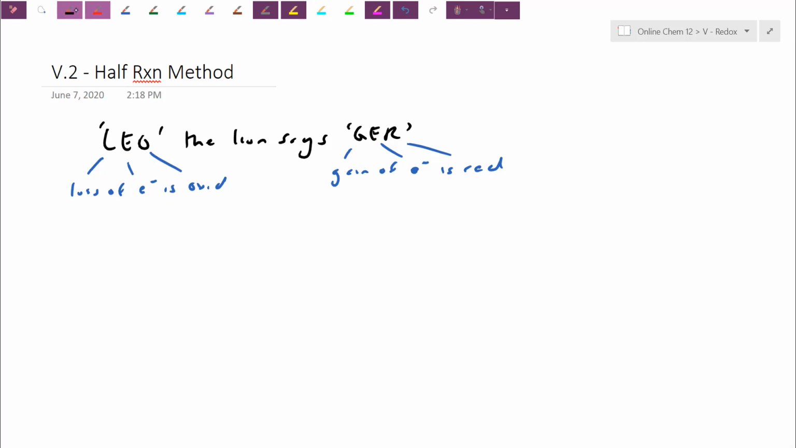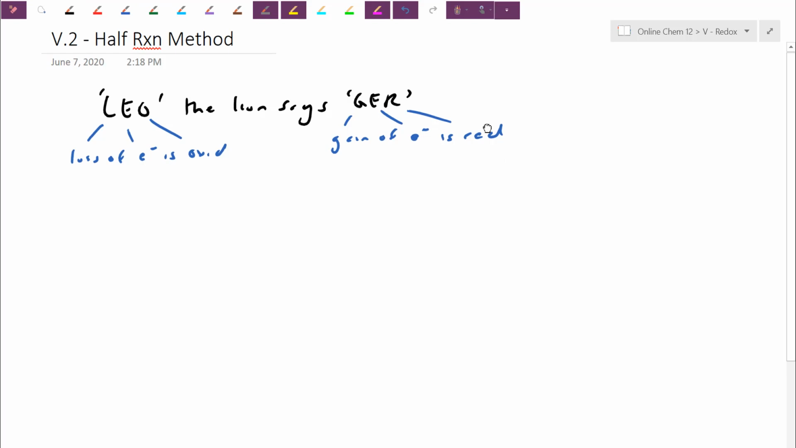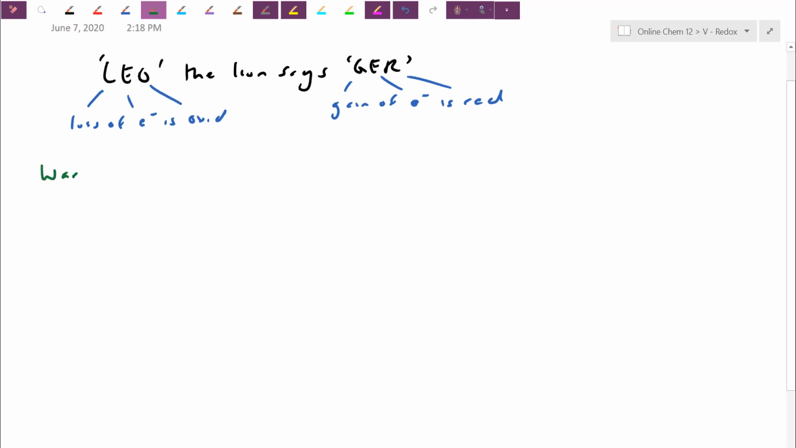So the first styles of questions that you're going to see are just identifying which species got oxidized, which species got reduced, who your agents are, the oxidizing agent and the reducing agent. You can also ask questions like, is it a redox reaction? Let me just give you an example of some of these problems here, just as a warm-up.